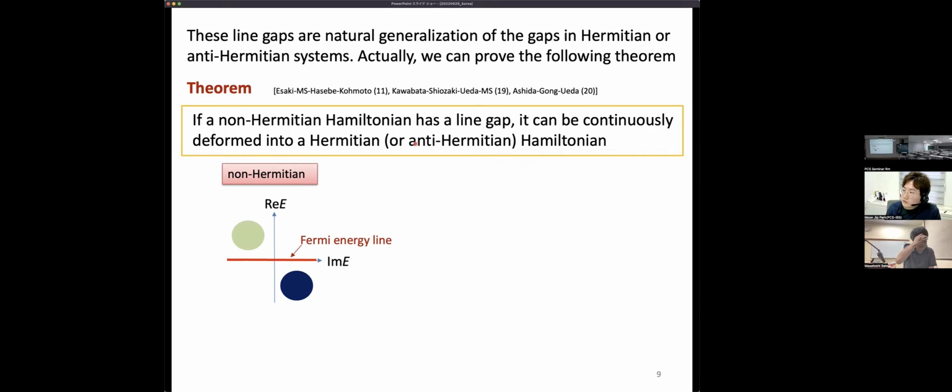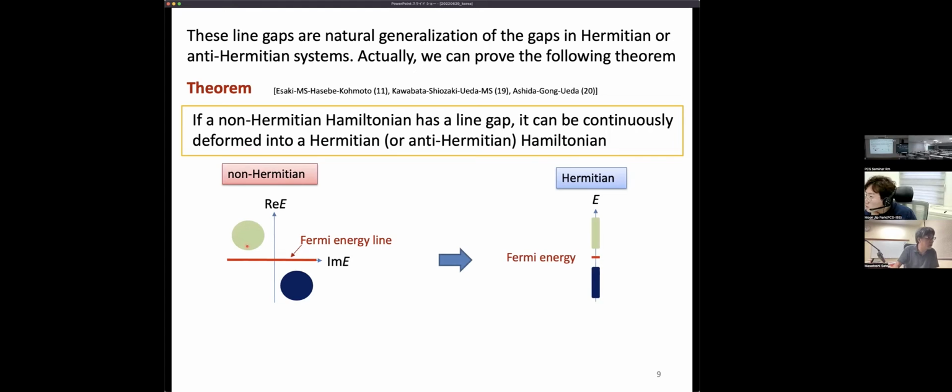But the basic idea is very simple. Here I show the typical spectrum of a non-Hermitian system with a line gap. As you can see, this spectrum can be continuously deformed into this one. If you move this spectrum along this axis, and this spectrum along this axis, we naturally obtain this one. By using the projection operator, we can deform the non-Hermitian Hamiltonian into the Hermitian Hamiltonian. So these two states can be continuously deformed into each other.